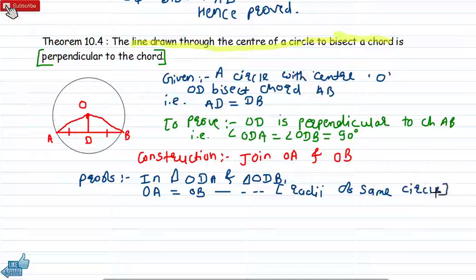And the next one is OD is equal to OD. What is the reason? Correct. Common. And the next one is AD is equal to DB. Yes, that is given. See, AD is equal to DB, and that is given.